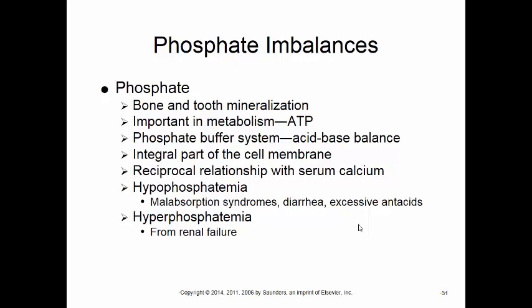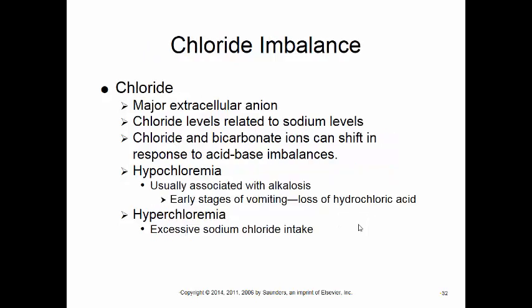Hypophosphatemia is where we have low phosphate, and this usually comes from malabsorption, not getting it in our diet, and also diarrhea or excessive antacids. Antacids can reduce the phosphate because they have a lot of calcium, and calcium is opposite of phosphate. And then hyperphosphatemia is where we have high phosphate, and it's usually caused by renal failure. Okay.